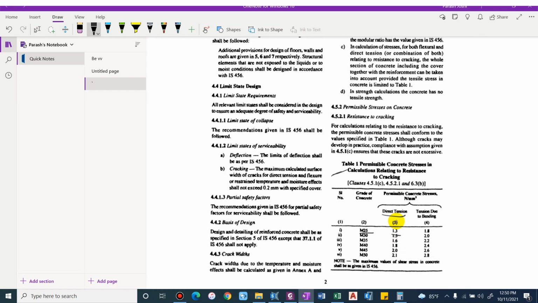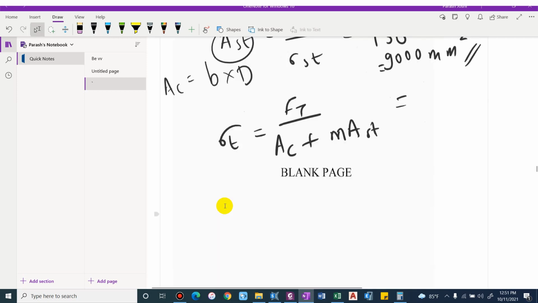If the overall structure is underground, then we can consider permissible stress without resistance to cracking, because in such cases cracking is not a significant issue. But surface structures are more critical, and hence resistance against cracking is to be considered. For that we have to consider permissible stress considering resistance to cracking, and we'll take this value, that is 1.3.